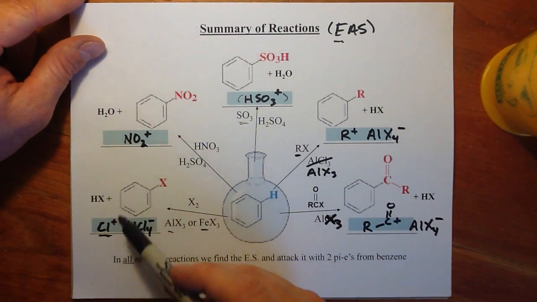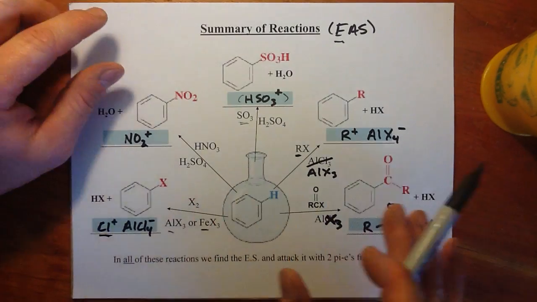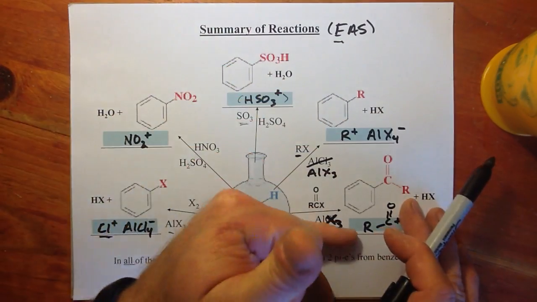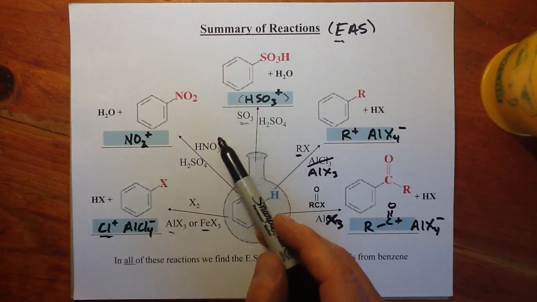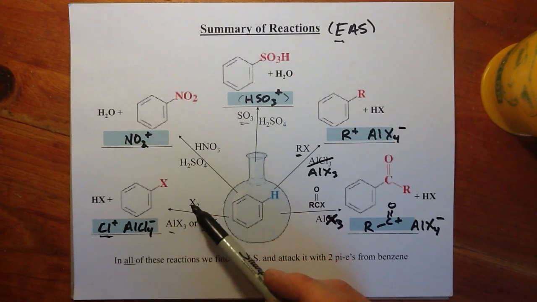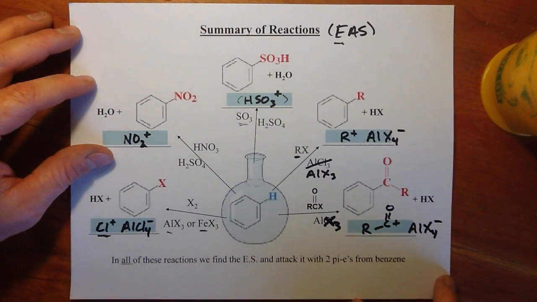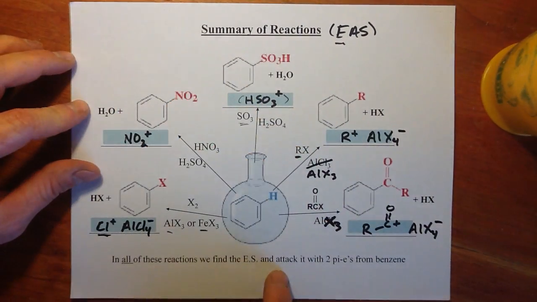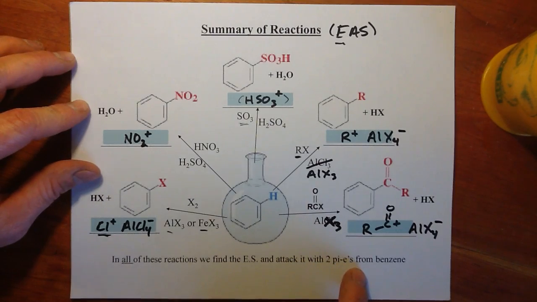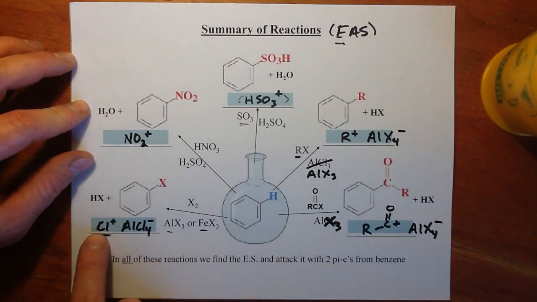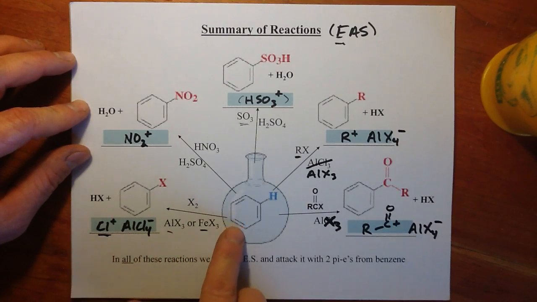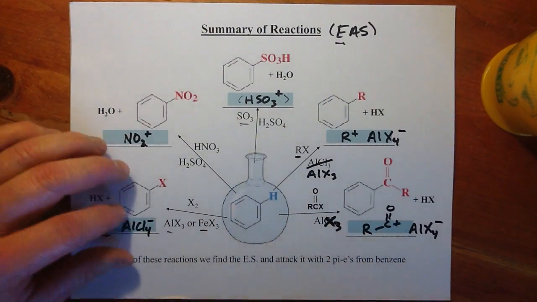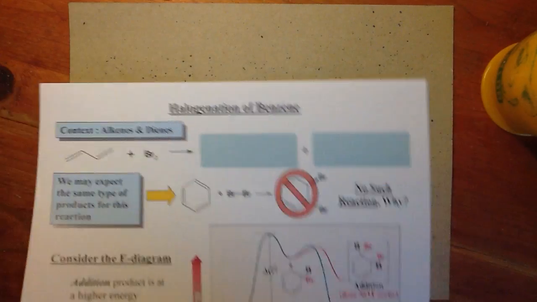So I wanted to go ahead, before we get into the details of all these five electrophilic aromatic substitution reactions, it's probably good just to remember what electrophile is generated in these solutions of reagent with Lewis or Bronsted acid. So in all cases, we find the electrophilic site. We need to identify what that is and attack it with two pi electrons from benzene. So the two pi electrons from benzene could attack Cl plus or Br plus. Two pi electrons could attack the nitronium ion, and so on. So let's look at these three and we'll be done.